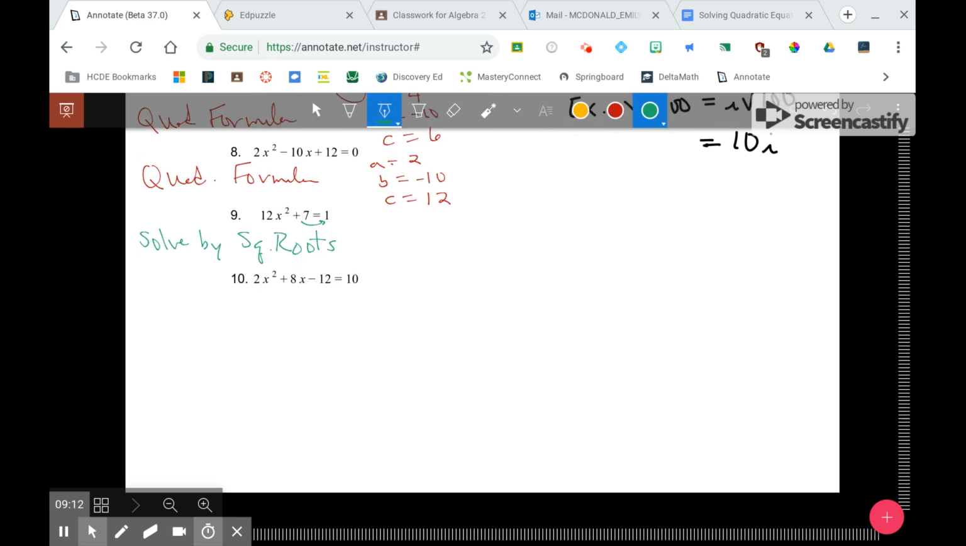Okay, last one. You could do complete the square on this one or quadratic formula, whichever one you prefer. Again, if you do quadratic formula, you need this to be equal to 0, so you'll need to move that over. So I'll let you decide which method you want to do, either quadratic formula or complete the square.